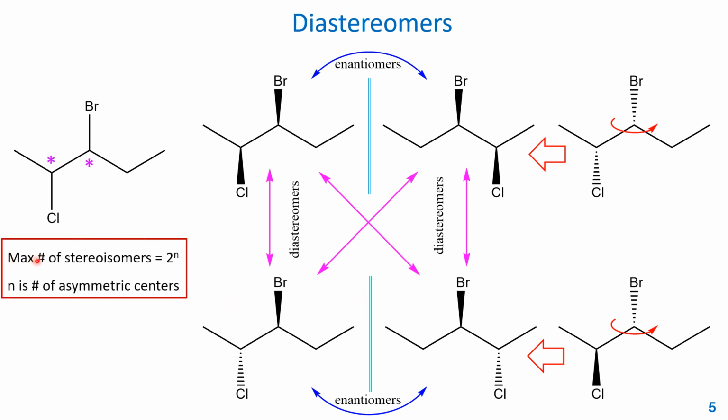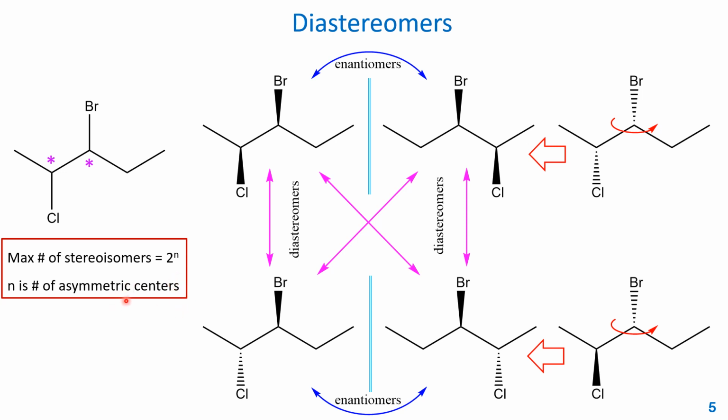Usually, the maximum number of stereoisomers is 2 to the power of n, where n is the number of asymmetric centers. For this example, we have 2 asymmetric centers, so 2 squared is 4, so you could have 4 stereoisomers maximum. And if you have 3 asymmetric centers, you could have 2 cubed, that's 8 stereoisomers possible.